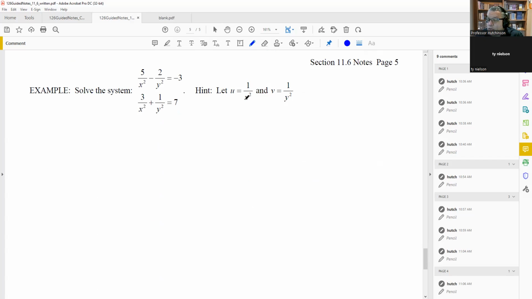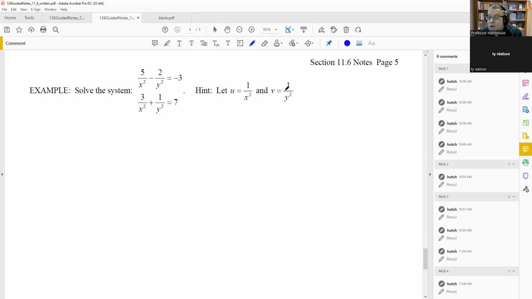It says, let u equal 1 over x squared and let v equal 1 over y squared. Now, I might be thinking, well, couldn't I just multiply both sides by the common denominator, x squared y squared? And yes, that's true, but then you're going to get x squared y squared on the right-hand side, and you're not going to know how to solve for that.